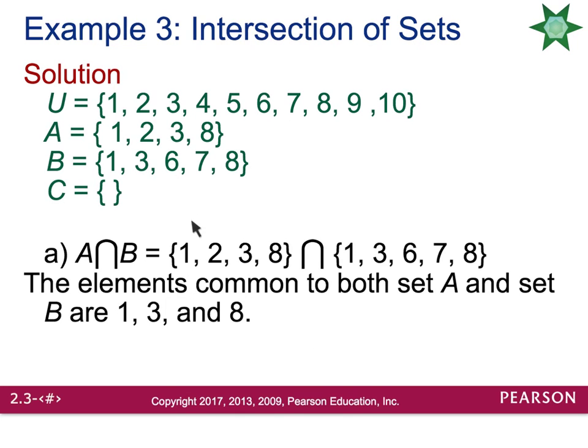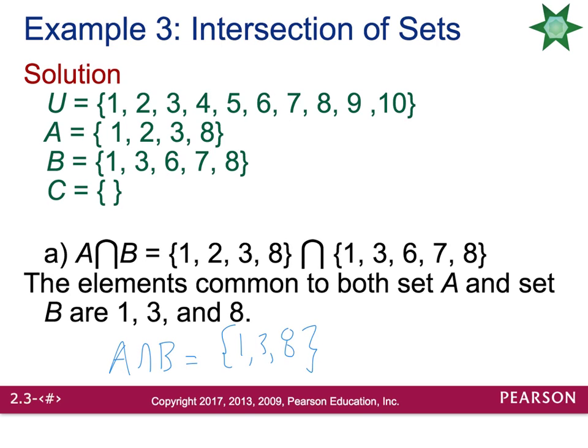Okay, so A is 1, 2, 3, 8, and B is 1, 3, 6, 7, 8, and we're looking for the intersection of those two sets, A and B. So we're just looking for which elements are in common. 1 is in both, 3 is in both, and 8 is in both. So that would be our A and B. So we could just say this: A intersect B equals, using set notation, {1, 3, 8}.